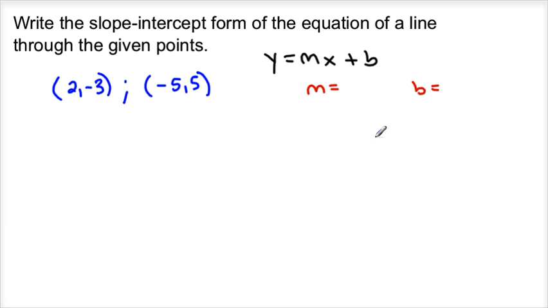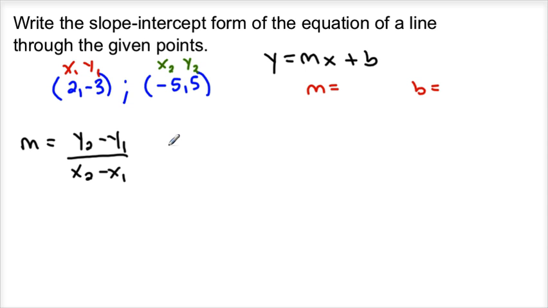All right, so I need to solve for both of them. I have 2 points. I can solve for my slope. Let's rewrite my slope formula. M equals y sub 2 minus y sub 1 over x sub 2 minus x sub 1. Force of habit, I'm going to label these: x sub 1, y sub 1, x sub 2, y sub 2. So when I go back and substitute in, I know what goes where.